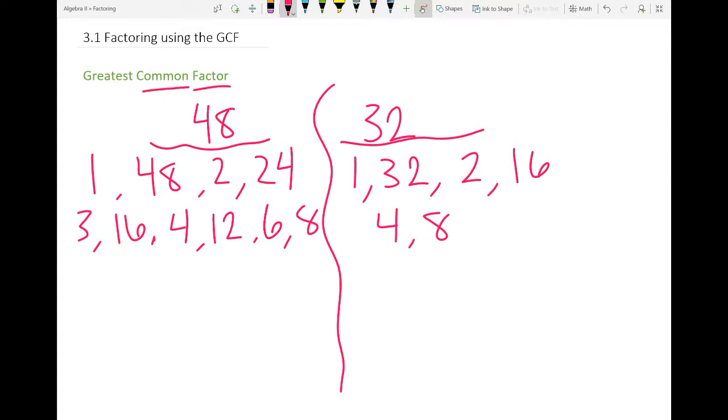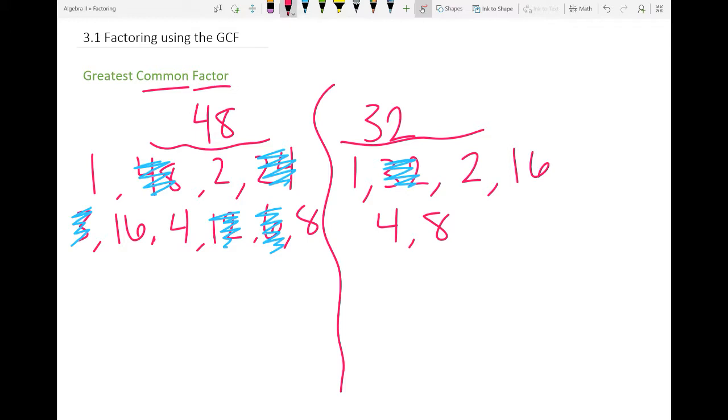Now we are looking for the common factors. So basically, I'm just going to scratch out every number that isn't on both lists. So 48 is not over here. 32 is not over there. 2 is on both. 16 is on both. 3 is not on that other list. 16's there. 4 is there. 12 is not, and 6 is not. And 24. Okay, so now I just have the common factors.